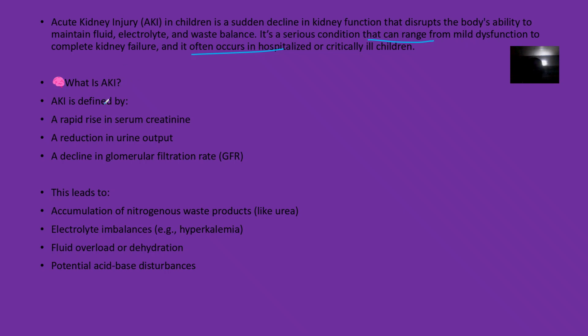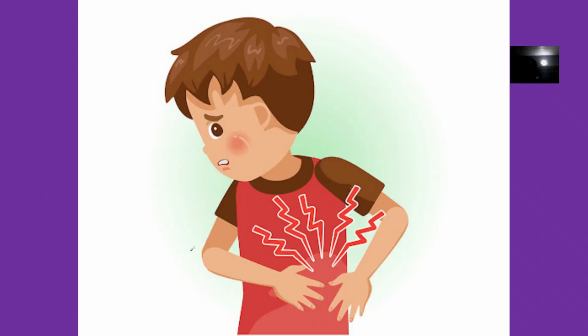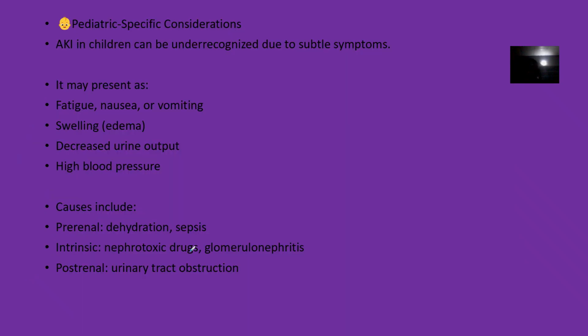So what is acute kidney injury, to be specific? There's a rapid rise in serum creatinine, so the kidneys are not able to keep up with putting out waste, a reduction in urine output, and a decline in glomerular filtration rate. So this will ultimately lead to what? A backup of waste products in the body, because the kidneys are not able to put the waste product out efficiently. So there's accumulation of nitrogenous waste, the electrolytes are not balanced, fluid is overloaded in the body, and there are a lot of acid-base disturbances.